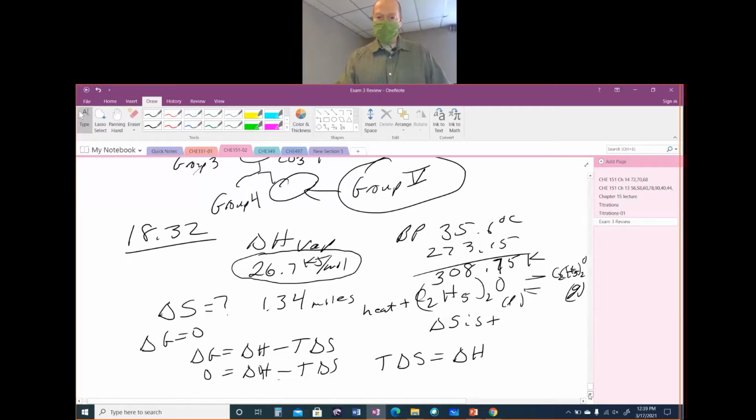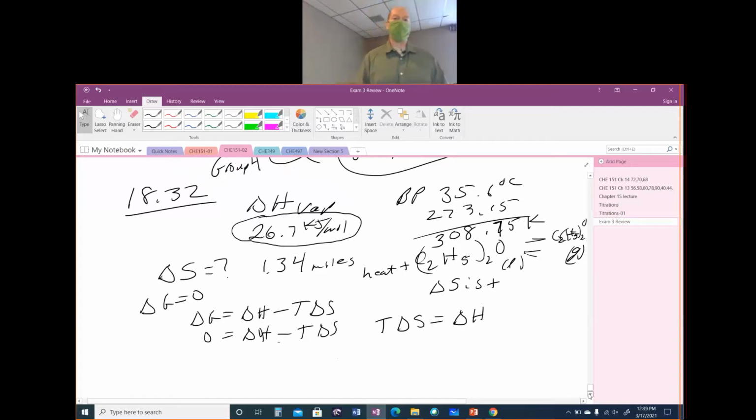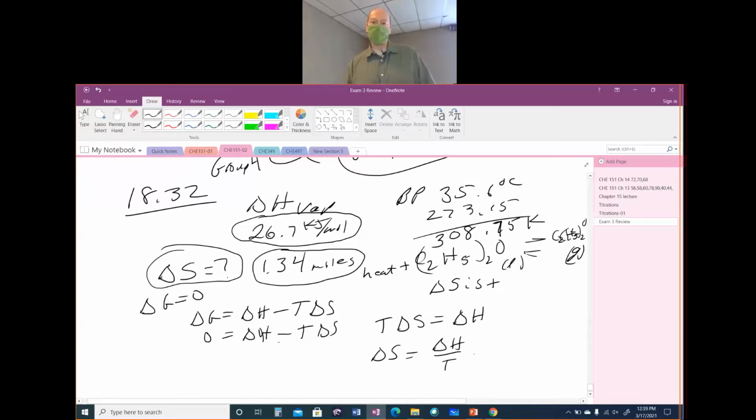All right, but the question was, what is the delta S? That wasn't actually the question. I'm going to find delta S, and then I'm going to give the entropy when I use 1.34 moles. And so to get my delta S, I'm going to take my delta H divided by my T. Delta H is given, although I know my delta S should be in joules, so I'm going to say 26.7 times 10 to the third joules divided by the 308.75 Kelvin.